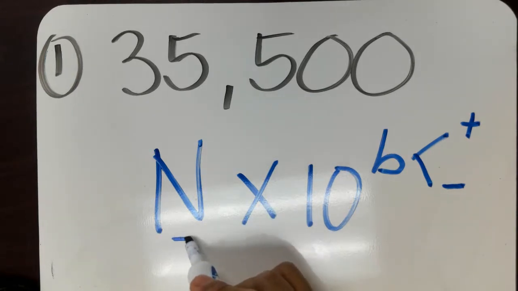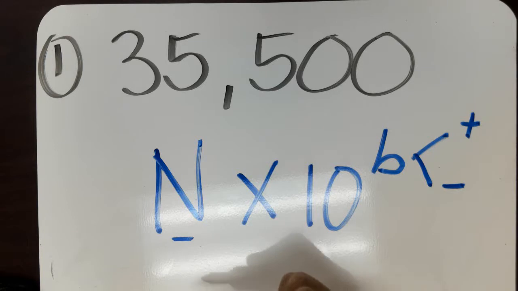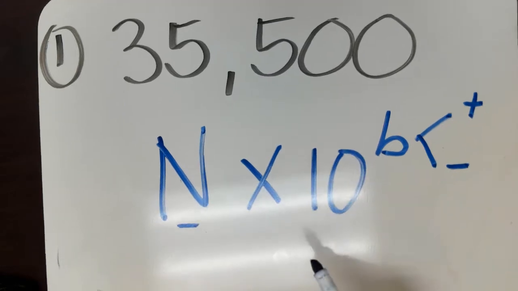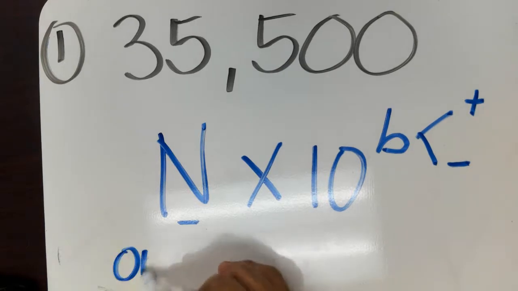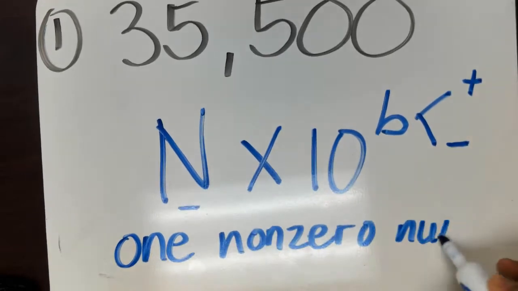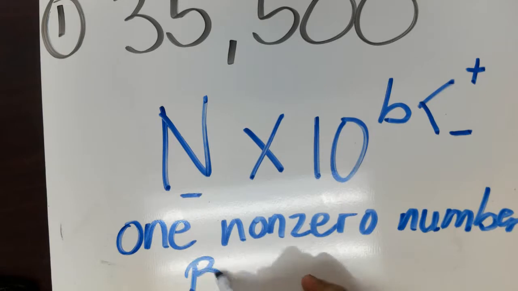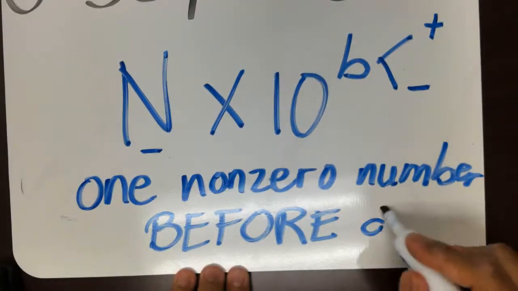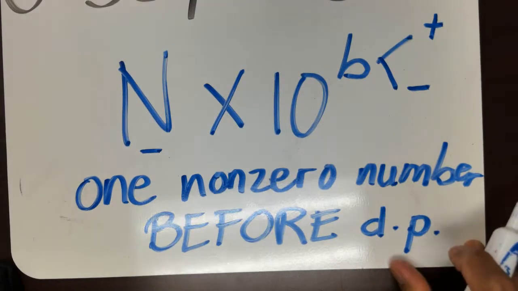What is it that we need to remember for the writing of our n? On the board, you will see whatever it is that you need to remember with n, and let me read it to you. The n value has to have one non-zero number before the decimal point. Again, there should be one non-zero number, and that non-zero number is before the decimal point. Then I will discuss how it looks like and what that means.